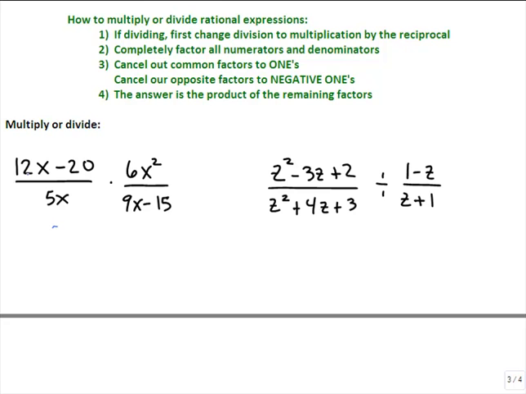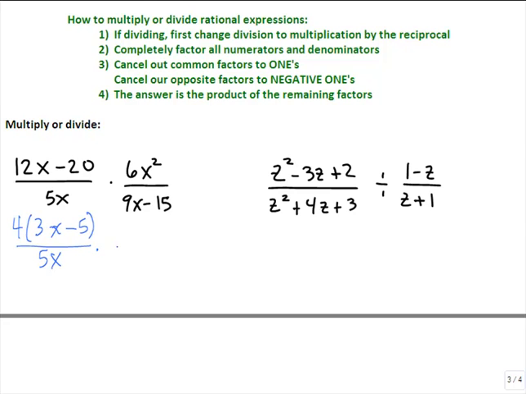So for example, if we start with the upper left polynomial here, 12x minus 20, to factor that, it probably has a GCF. So if we think about what number goes into 12 and 20, they're both divisible by 4. So if I pull out a 4, then I'm going to be left with 3x minus 5. The denominator, 5x, is just a single term, so it's not factorable. I'm just going to leave it as a 5x.